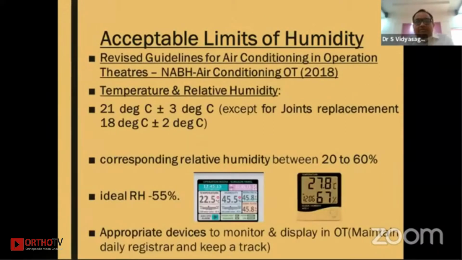So what are the acceptable limits of humidity? As per the revised NABH 2018 guidelines for air conditioning of the OTs, these are the guidelines given with regards to temperature as well as relative humidity. The temperature has to be maintained around 21 degrees plus minus 3 degrees. And specifically for joint replacement OTs, you have to have 18 plus minus 2 degrees. And the corresponding relative humidity has to be between 20 to 60%. Ideally it is around 55%.